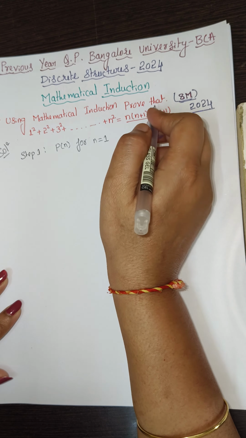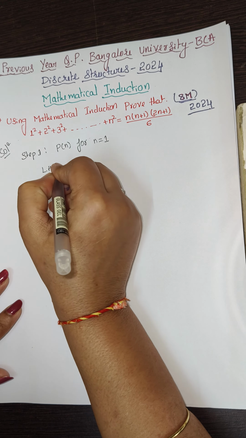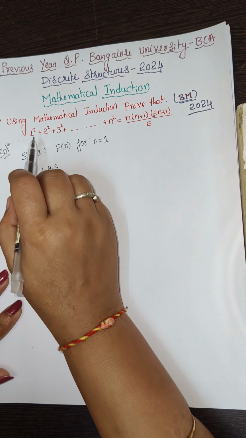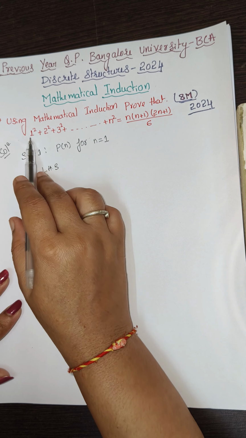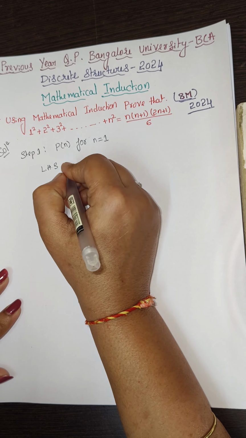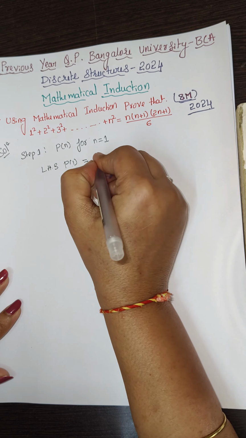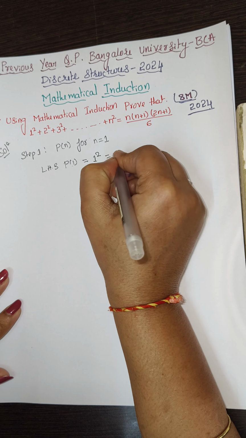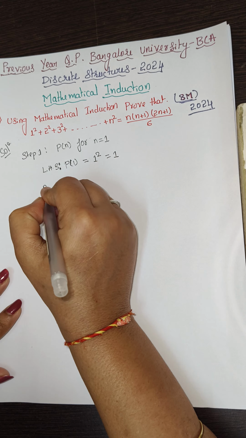We will take LHS and RHS. LHS here, we have to take n equals 1. Which means on the left hand side we have to consider only one term, because we are taking n equals 1. So P of 1 equals 1 square only. 1 square means it is 1. That is the LHS.